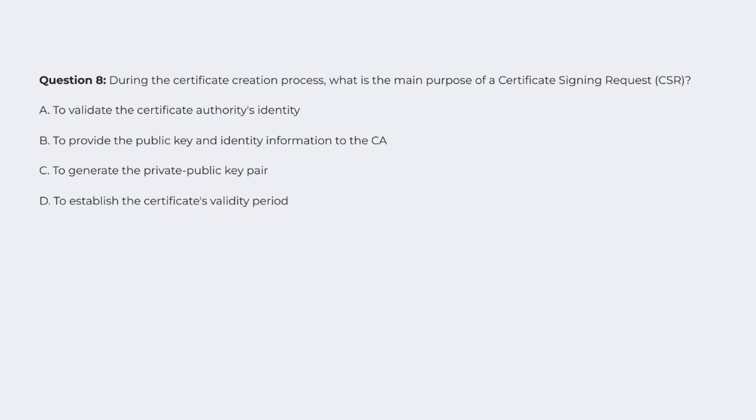Question 8. During the certificate creation process, what is the main purpose of a certificate signing request, CSR? A. To validate the certificate authority's identity. B. To provide the public key and identity information to the CA. C. To generate the private-public key pair. D. To establish the certificate's validity period.